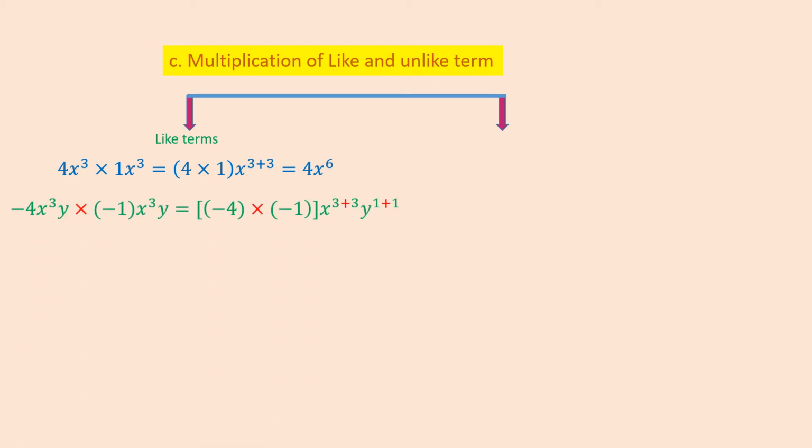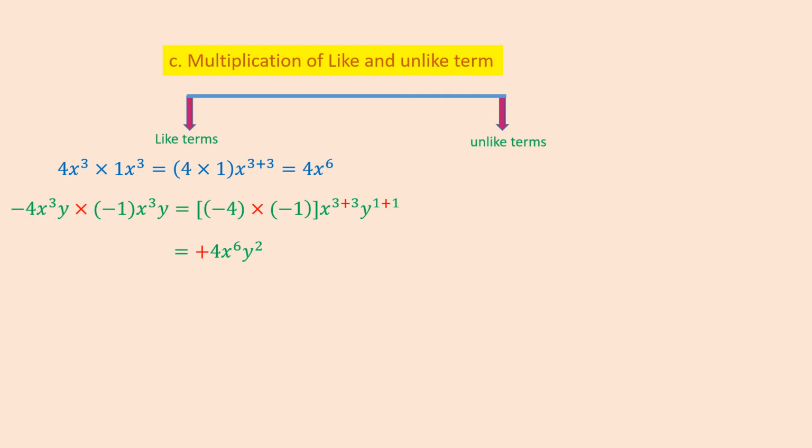One more example, minus 4x cube y into minus 1x cube y. Minus 4 into minus 1 will come, and x cube in the two places it is. So the index will get added because there is a multiplication sign, and y's index also will get added. So what will you get as the answer? Minus 4 into minus 1 will become plus 4, x raised to 6, and y square. I hope it made you clear.